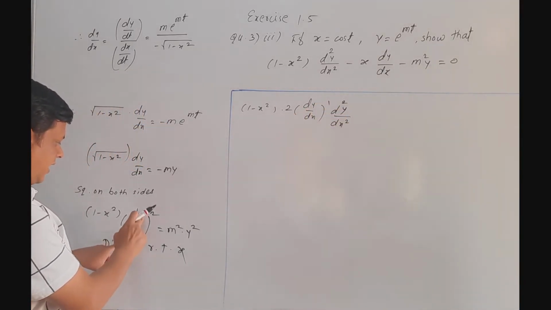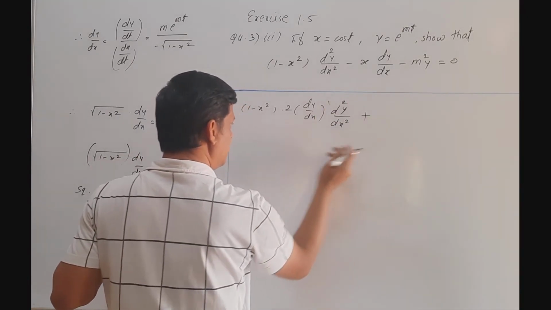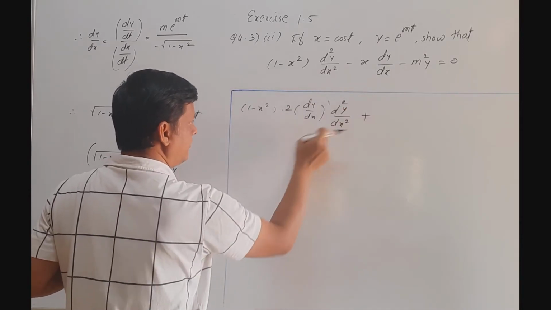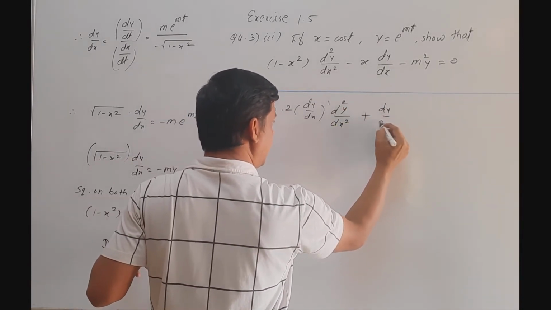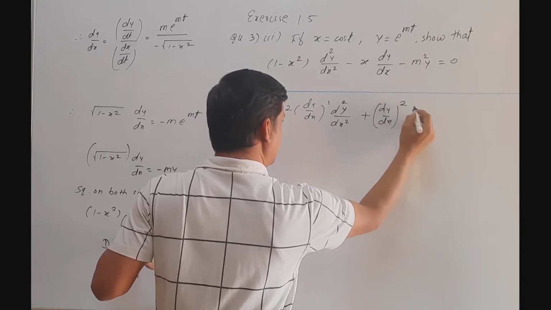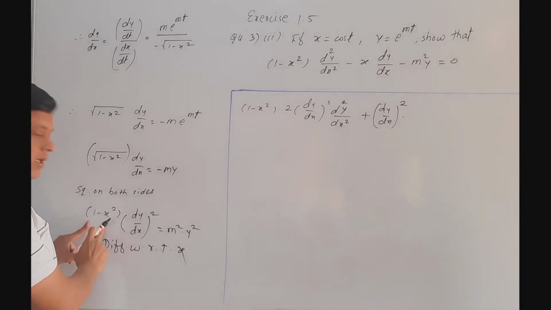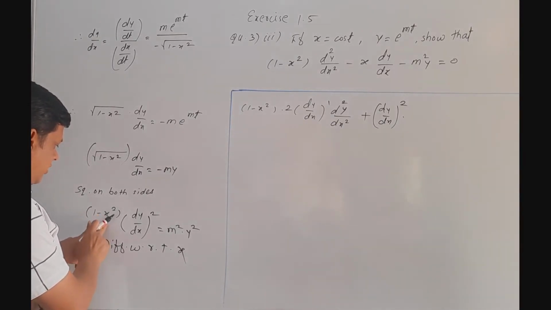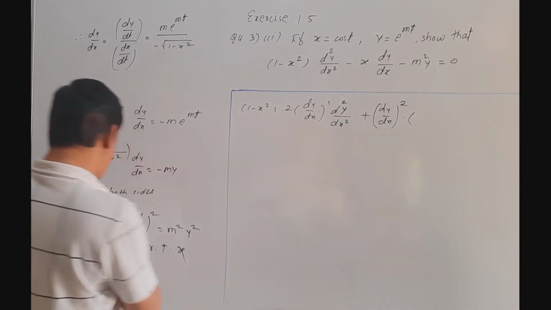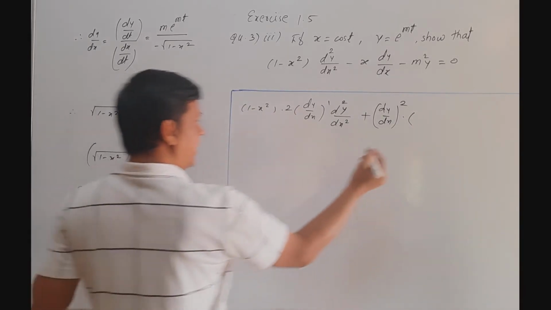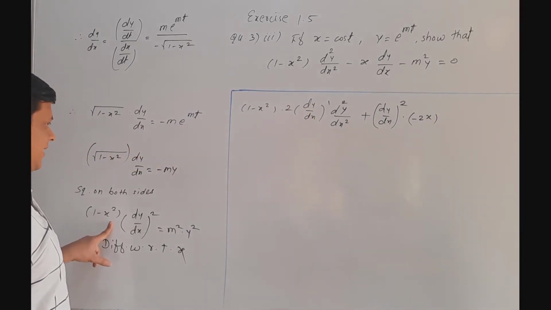Then we find the derivative of this dy by dx, which is d2y by dx2. In this way we get first function into derivative of second plus second function, that is dy by dx bracket square, into derivative of first, that is derivative of 1 minus x square. Derivative of 1 is 0, derivative of x square is 2x. So here we get 0 minus 2x. So we write here directly minus 2x as derivative of this 1 minus x square.